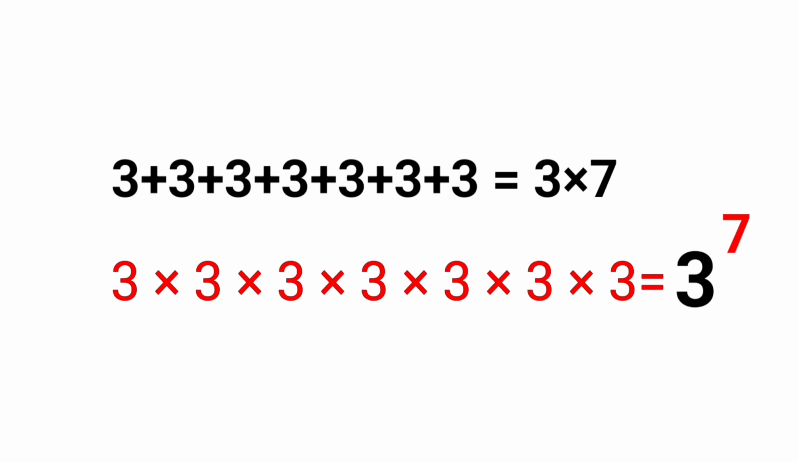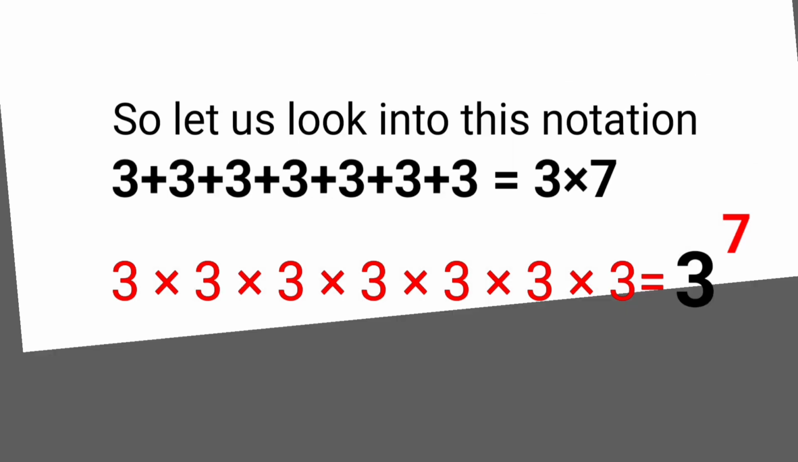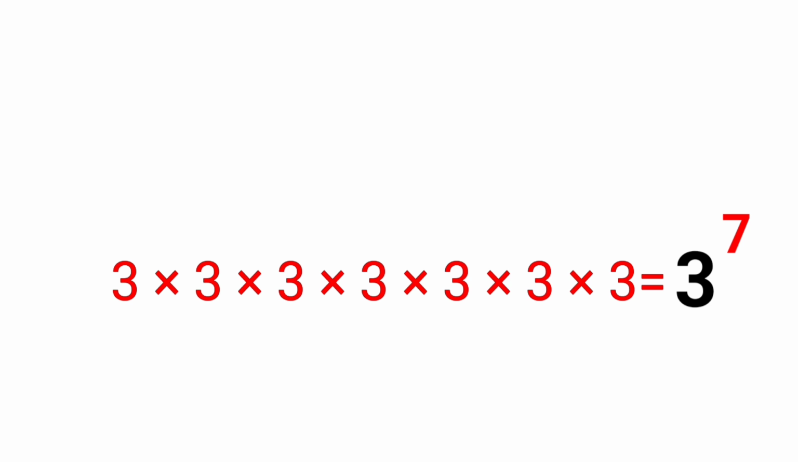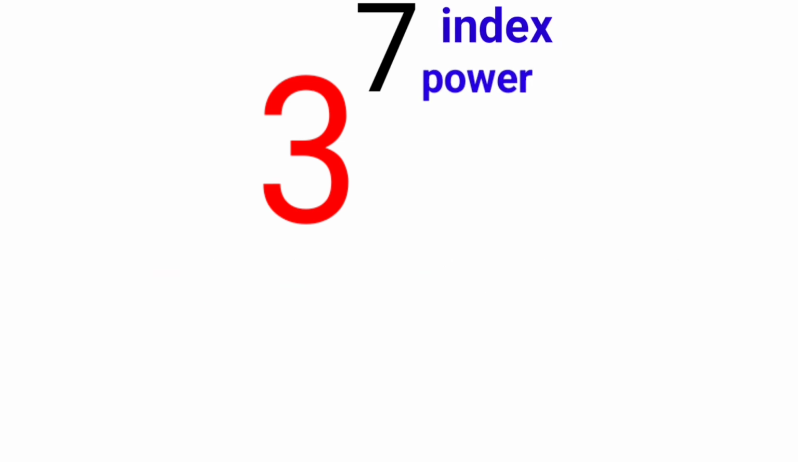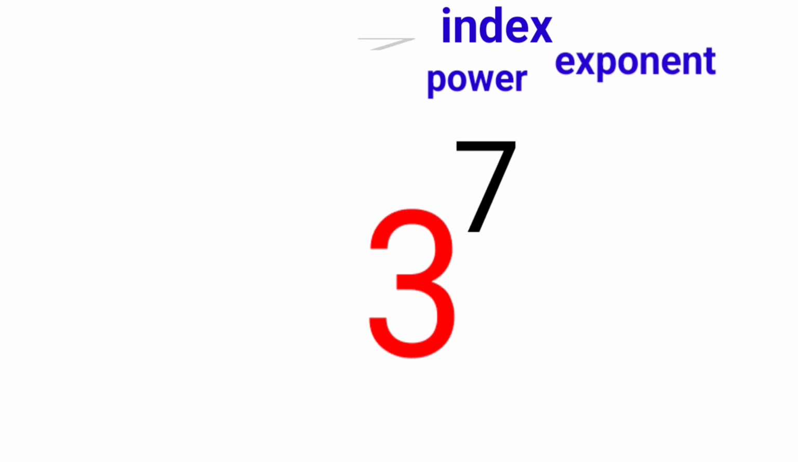So let us look a little bit into the notation, that 3 to the 7th. Let's see what it is really talking about. Right, so if you notice, we have a big 3 and a smaller 7. Now the small 7, it is called the index, the power, or the exponent. Right, and let us just repeat that. It is called the index, the power, or the exponent.